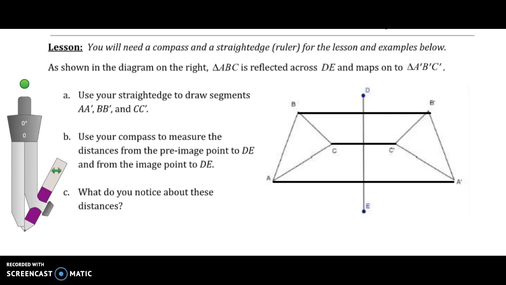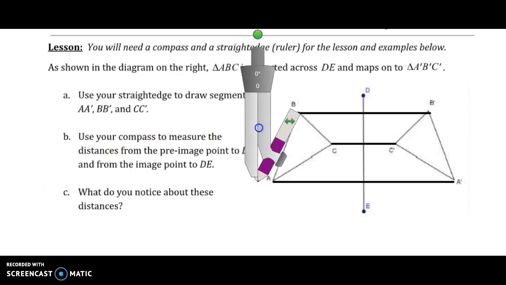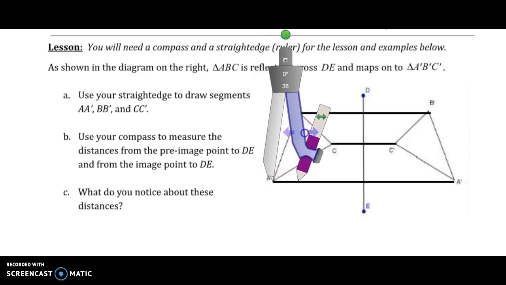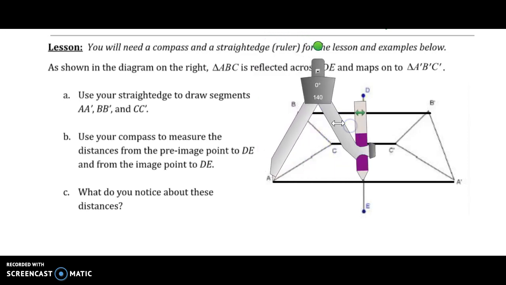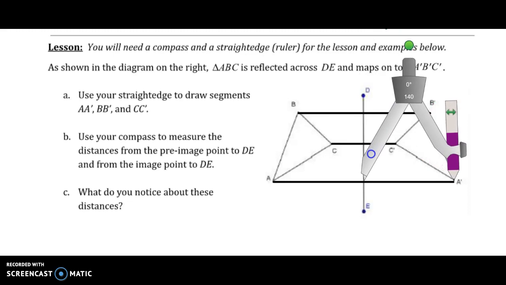So use your straight edge to draw segments A prime, B prime, and C prime, which I've already done for you on this note sheet. So please do that with your ruler. Using your compass, you're going to measure the distance from A to the line of reflection and from the line of reflection to A prime.